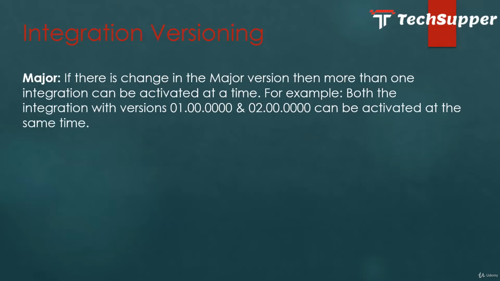If there is a change in the major version, then more than one integration can be activated at the same time. For example, let's suppose you have one integration with version 1.00.0000 and another with 02.00.0000, then both integrations can be activated at the same time.